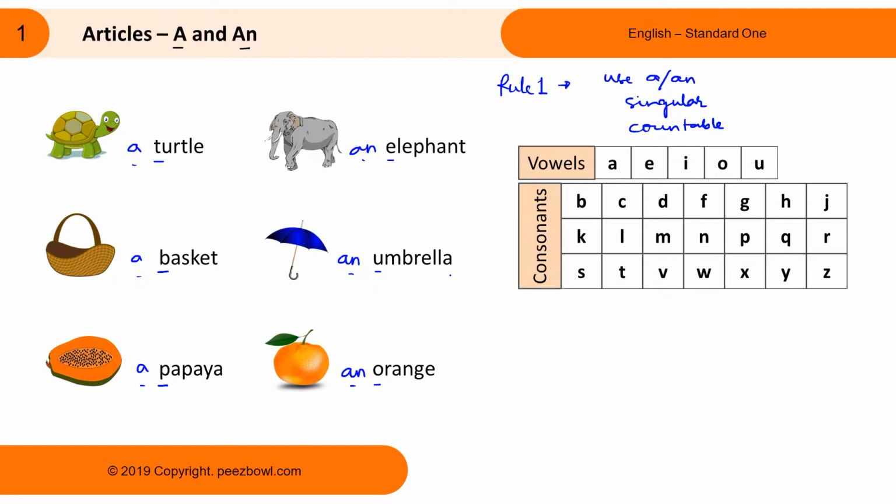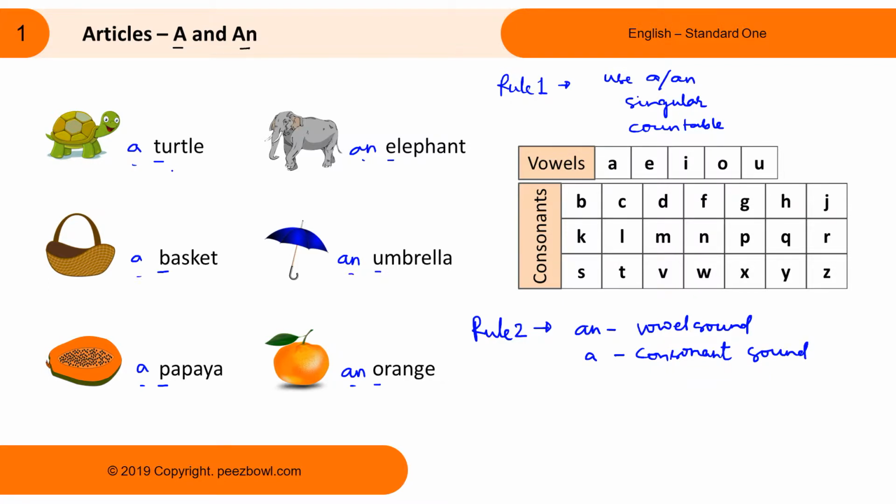Now we have rule number 2. We use an when the noun or word begins with vowel sound. And we use a when noun or word begins with a consonant sound. We will revisit these examples to understand this better.